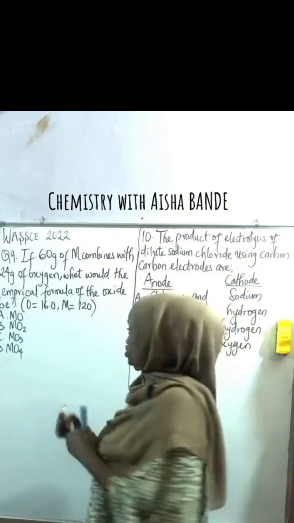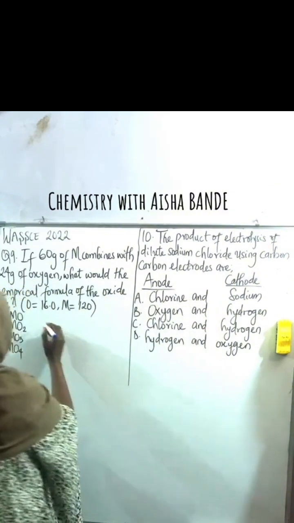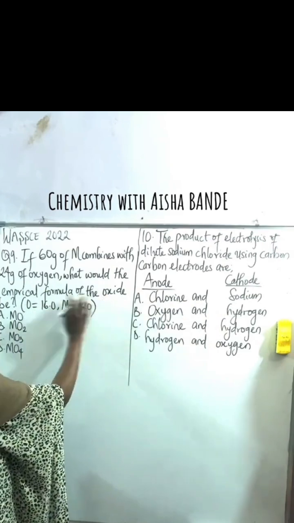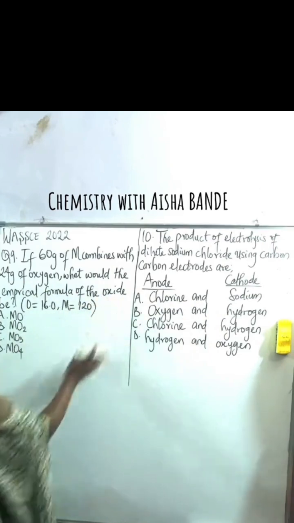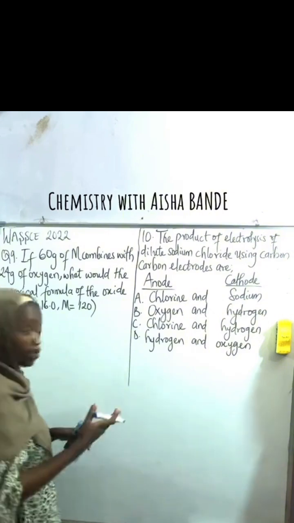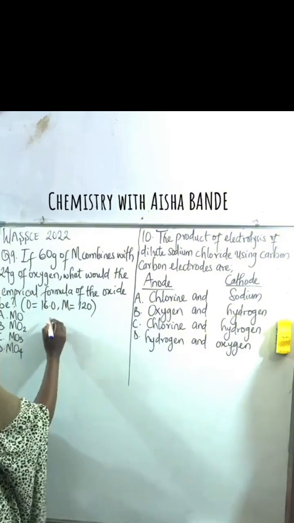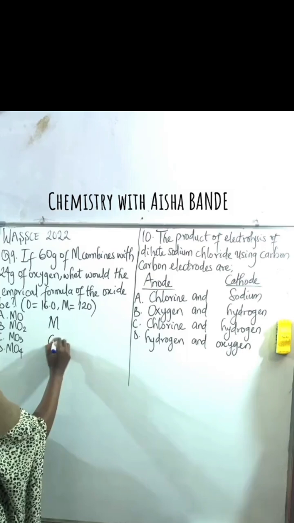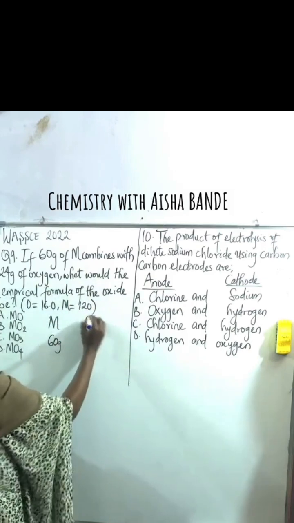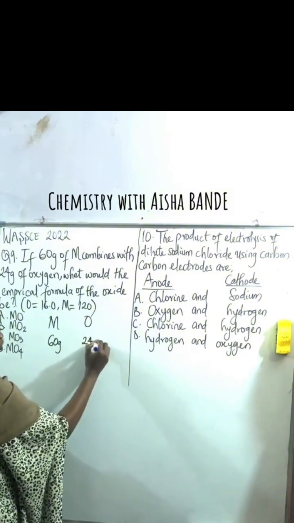So let's solve this question. We have two elements in this compound, and we are asked to find the empirical formula of the oxide. So we have to solve and check which of these options is the correct answer. We have 60 grams of M combined with 24 grams of oxygen.